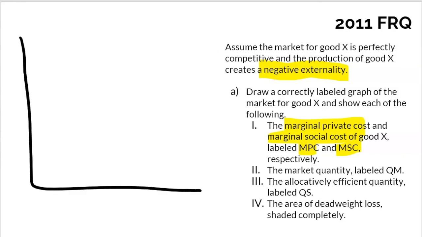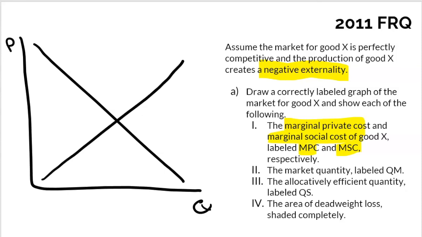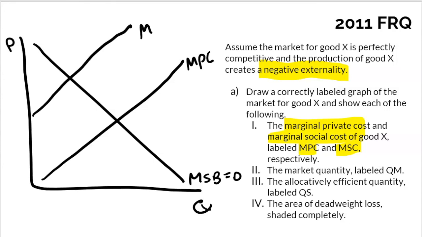So here, remember you have to label your axes, price and quantity. It wants us to label our marginal social cost and our marginal private cost. Well, here we know that this is our marginal social benefit, which is our demand curve. We know that this right here is our marginal private cost. And then to the left of it is going to be our marginal social cost.